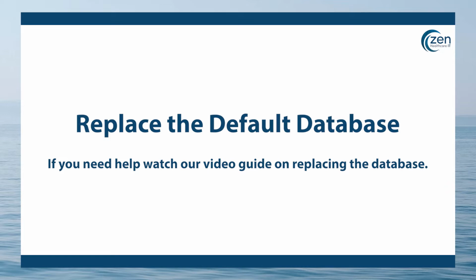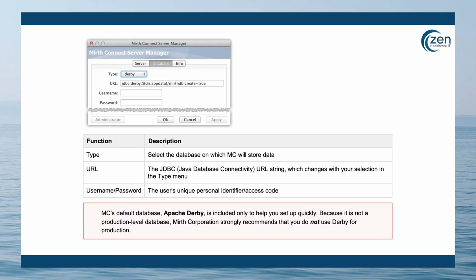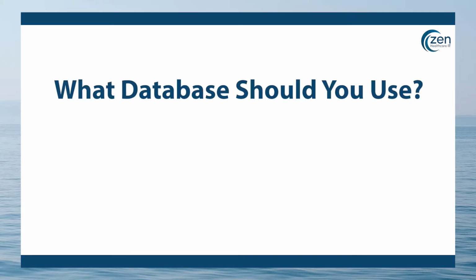The default database, Derby, comes from the Apache project. These are the same folks who came up with the Apache web server, Tomcat, OpenOffice, Maven, and lots of other great open source tools. It was chosen as the default database for Mirth Connect because it's incredibly lightweight and easily embedded into a Java application. However, Derby is not set up for large-scale volume and will struggle if you try to utilize it in a production environment. So, what database should you use?